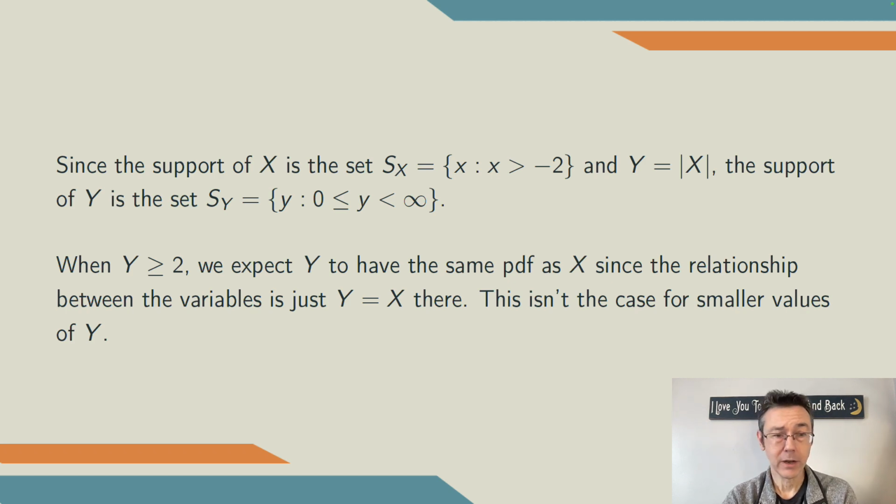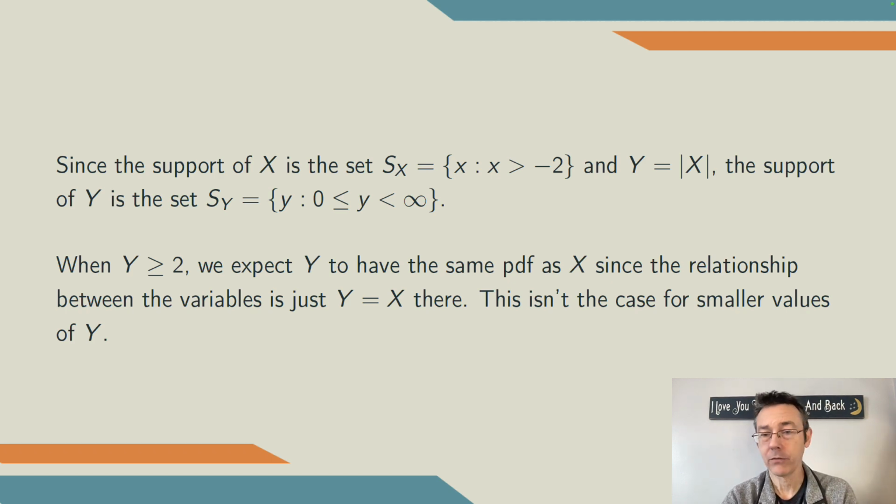Before we do any actual computations, let's do a little bit of intuition about the sort of thing we're going to get at the end of all of this. When y is greater than or equal to 2, we expect that random variable to have the same PDF as x, since the relationship between the variables is 1-to-1 there. In fact, it's just y equals x.